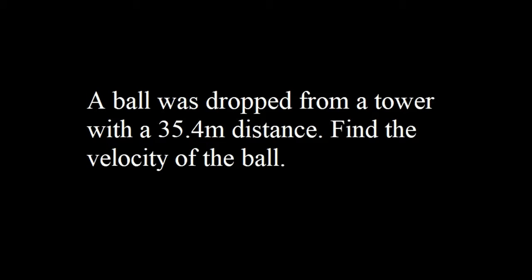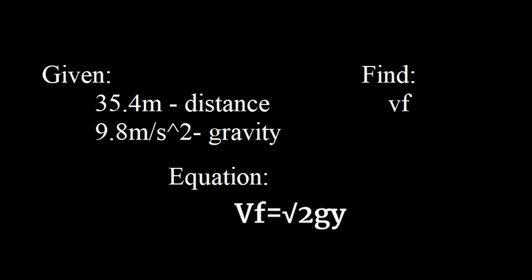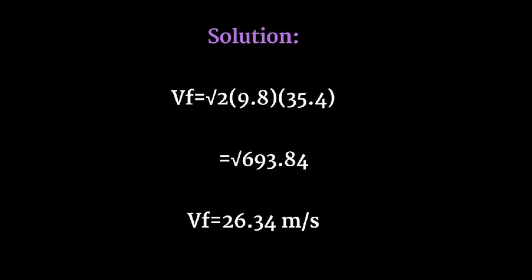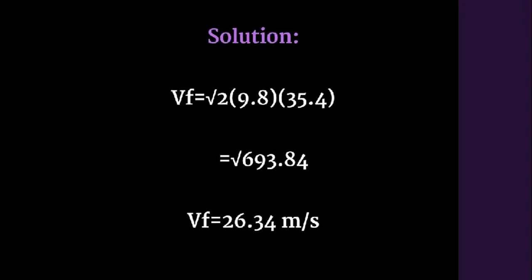A ball was dropped from a tower with a 35.4 meter distance. Find the velocity of the ball. Since we're looking for the velocity, we will be using the equation Vf is equal to the square root of 2gy. So changing the variables to its values, it would be Vf is equal to the square root of 2 multiplied by 9.8 multiplied with 35.4, and that is 693.84. And we will be looking for its square root, and the answer would be Vf is equal to 26.34 meters per second.